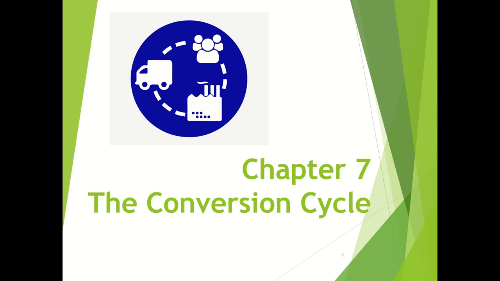So again, this is Noel Bergonia and welcome to our subject Accounting Information System. We are now down to chapter 7, which is entitled The Conversion Cycle. If you remember, in chapter 2 we have three transaction cycles: the revenue cycle, the expenditure cycle, and the conversion cycle. We discussed the revenue cycle in chapter 4, and the expenditure cycle in chapters 5 and 6, and we are now down to the last transaction cycle, which is the conversion cycle.